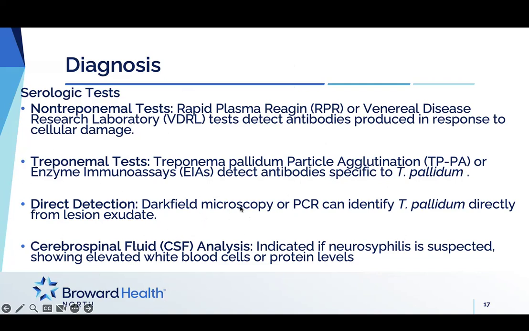There's also a way we can see the bacteria directly with dark field microscopy, which will confirm the syphilis, and we can also detect it directly with PCR. We usually do this from the lesion. So we get a sample from the lesion, and these can confirm it. And like Dr. Gopal mentioned, the CSF is something that we usually do if neurosyphilis is suspected, and you'll see an increase in white blood cells, protein, things like that.